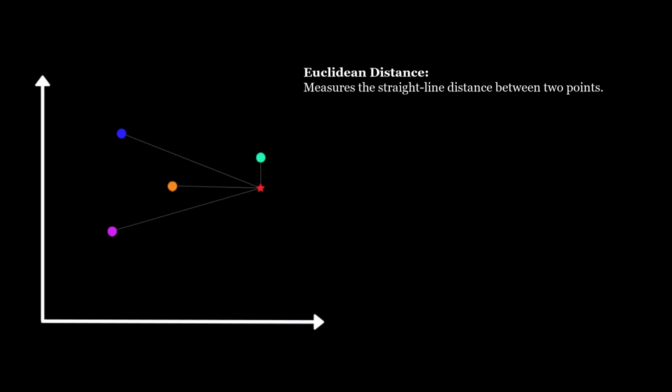You can use different mathematical techniques to measure similarity or distance between two vectors. The first one is Euclidean distance. It measures the straight line distance between 2 points. The smaller the distance, the more similar the product is to the user's preference.